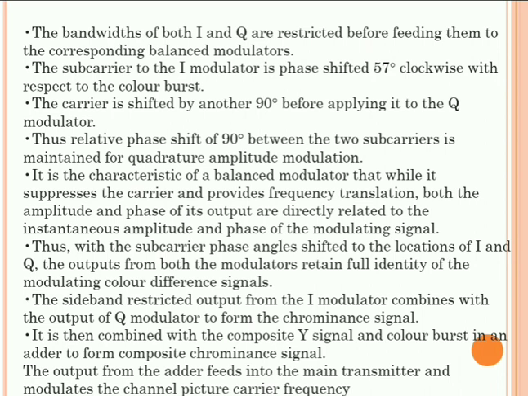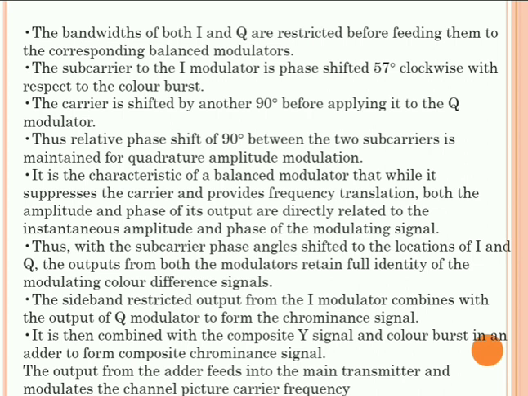Before, we were having I and Q. After adding I and Q, we get a chrominance signal, and after combining the composite Y signal with the chrominance signal, meaning I, Q and Y, if all these three signals are combined with a color burst in an adder, we get the composite chrominance signal. We get only the chrominance signal first, but at the output we need a composite signal. So after adding I, Q and Y, we get a composite chrominance signal. The output from the adder feeds into the main transmitter and modulates the channel picture carrier frequency.